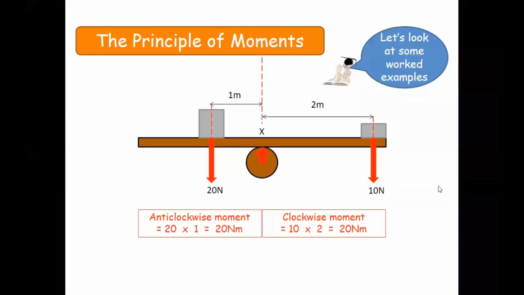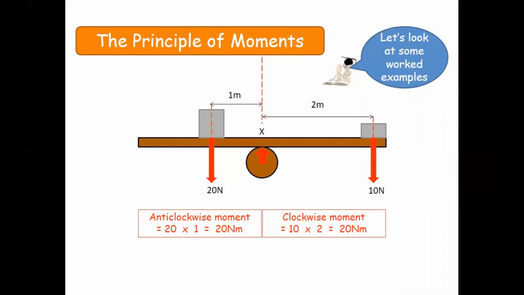Just like in this example, on the left side, a weight of 20 newtons is on the beam, and it is 1 meter away from the pivot. Pivot is called the centric point, X point. And on the other side, we have 10 Newton weight with a distance of 2 meter from the center point.